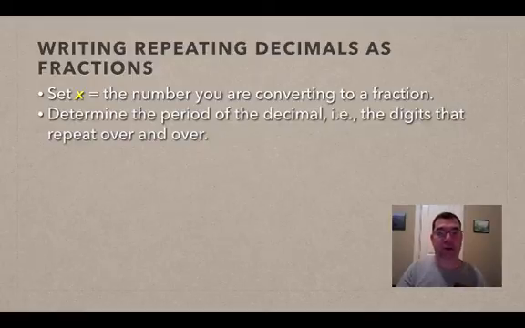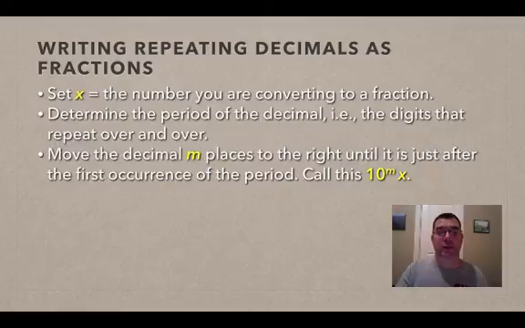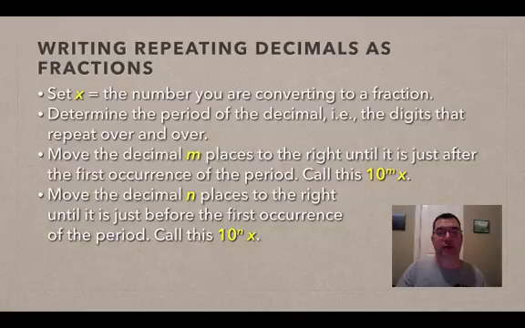Okay, I'm going to determine the period of the decimal. I'm going to look for that part that repeats itself over and over again, and I'm going to call that the period. Then I'm going to do something similar to what I did before, and I'm going to move the decimal a certain number of places to the right until it's after the first occurrence of the period, and I'm going to call that 10 to the m times x. Okay? And then starting all over again, I'm going to start from what I had before. I'm going to move the decimal n places to the right so that it's before the first occurrence of the period.